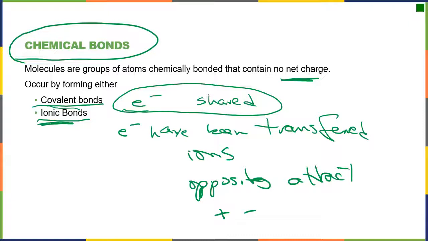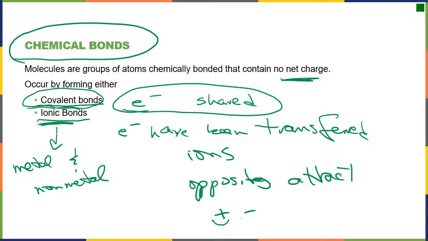It's fairly easy to spot which one you're going to make. Ionic bonds are made between a metal and a nonmetal. Why? Because metals lose and nonmetals gain. When metals lose, they make cations. When nonmetals gain, they make anions, and they stick together. Covalent bonds, on the other hand, are made when electrons are shared. This is made between stuff that needs or wants electrons, which means it's going to be made of nonmetals.